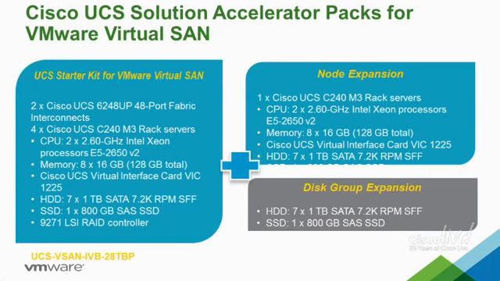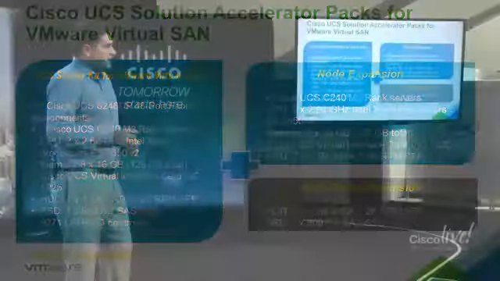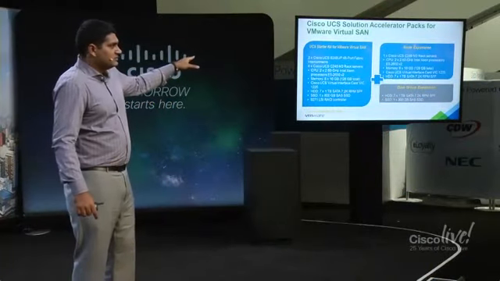And using these accelerator packs, the way you can scale out is either you add another host, so you can see a node expansion pack there, or you add another disk group. So you can have this 4-node starter kit, and you can keep adding hosts and disk groups as you scale out.